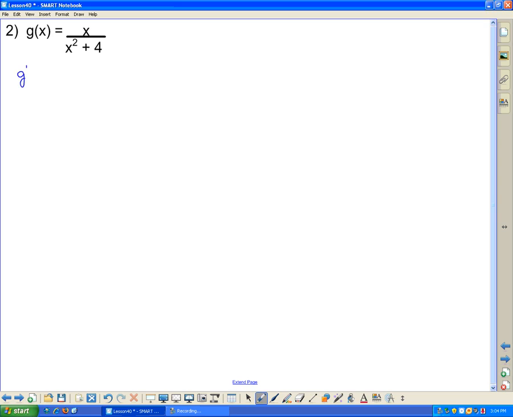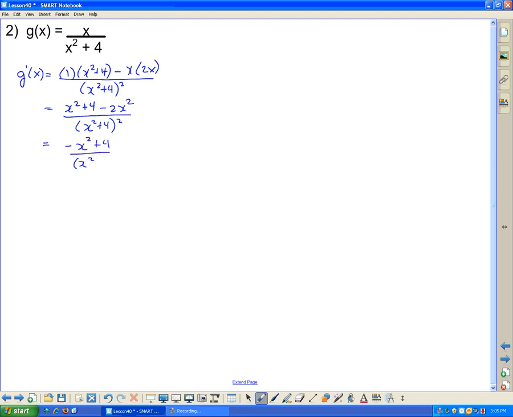So I'm going to still find my derivatives first. I'm going to use the quotient rule here. All right, and it's going to look like that, over the x squared plus 4 squared. I want to clean that up a little bit, make life a little bit easier for the next step. So when I clean that up, I have negative x squared plus 4 over x squared plus 4 squared. And no, you cannot cancel those out, because of the sign. So there's your first derivative.